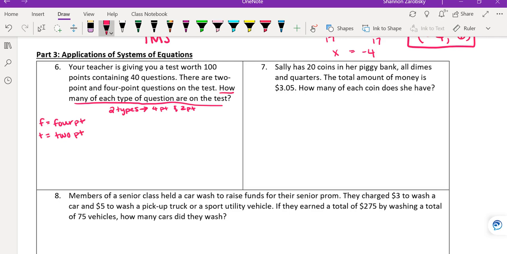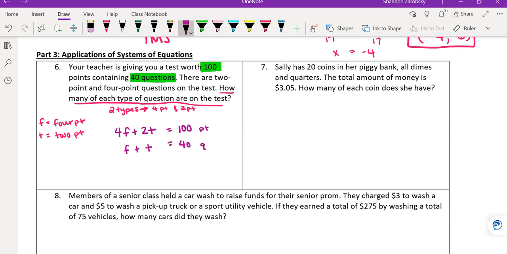Okay, so I know now I need totals. So the total values, there is 100 total points and there are 40 total questions. So I have 100 points is one total and I have 40 questions is the other total. Well, how do we get points? There are 4-point questions that are worth 4 points each, plus 2-point questions, which are worth 2 points each. I also know that there are a total of 40 questions. Well, there are 4-point questions and 2-point questions.